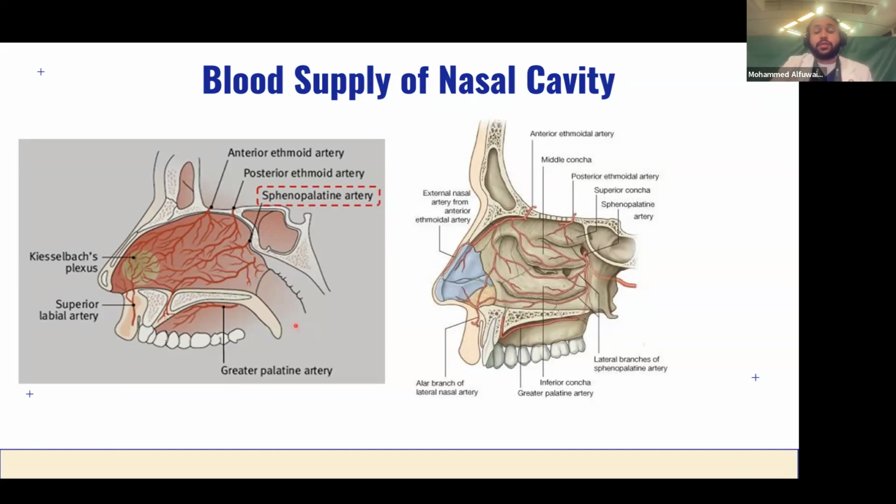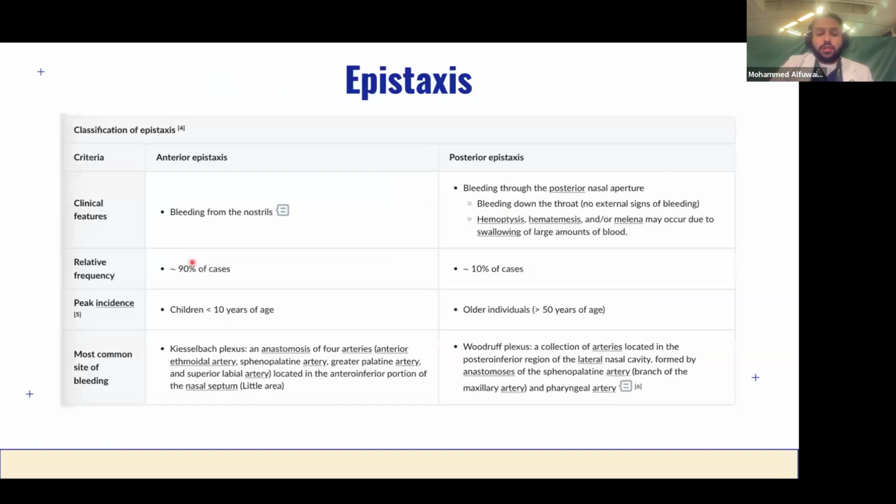Now, this is going into the details of epistaxis. Bleeding from the nostrils is anterior. If they're bleeding from behind, it's posterior. Okay, most common is anterior. Peak incidence is children in this case. And a very important thing is that in children it's because of dryness.